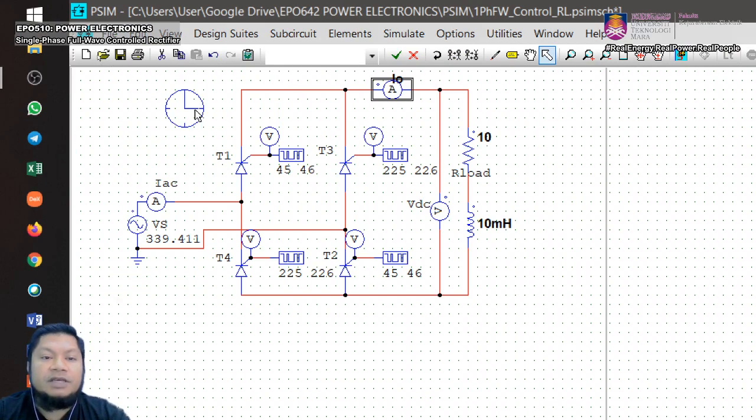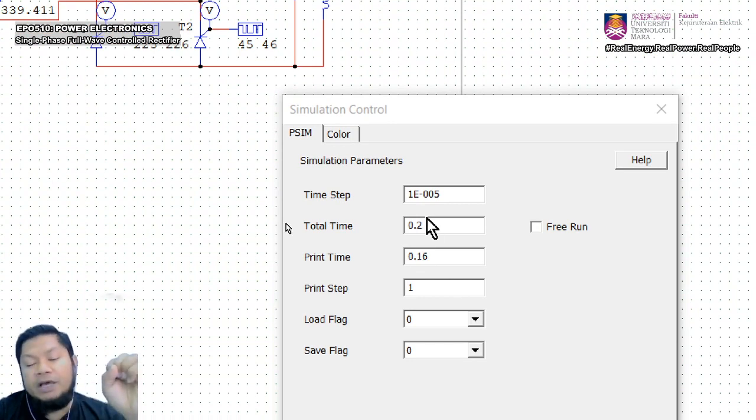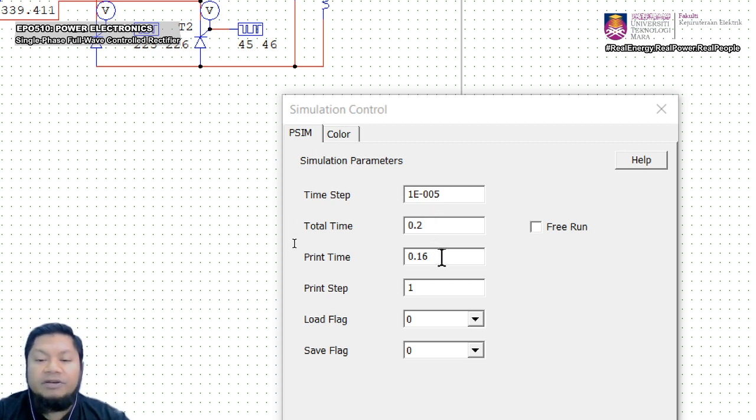Okay, so if you look at this simulation parameter, here you have this total time, whereby I'm going to simulate for how many cycles? So 0.2. If you have 0.02, I'm going to simulate for 10 cycles, and I only record for the last 2 cycles. I'm going to start with print time 0.16, and then you're going to have 0.18 for the first cycle, and therefore it will end at 0.2.